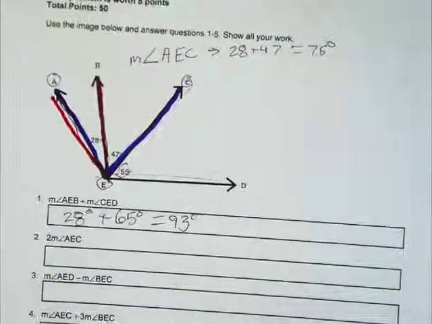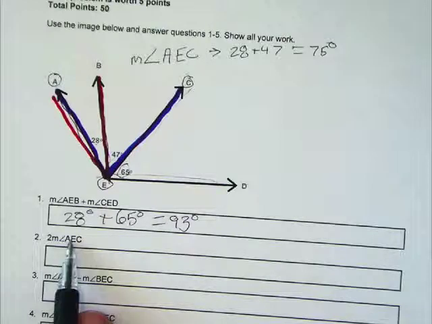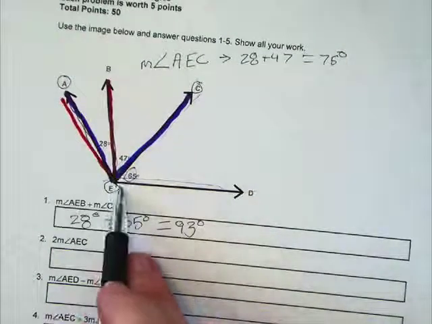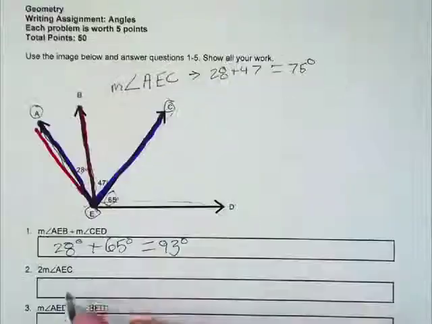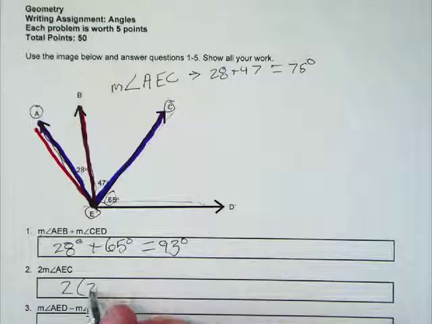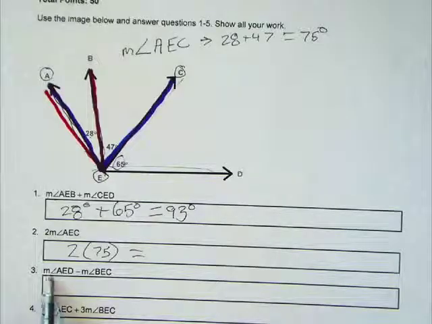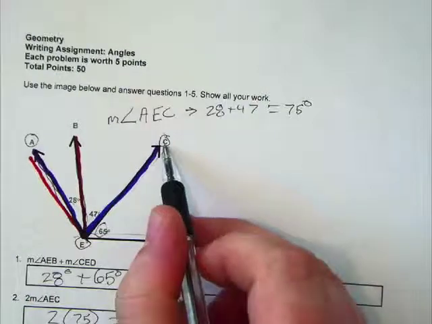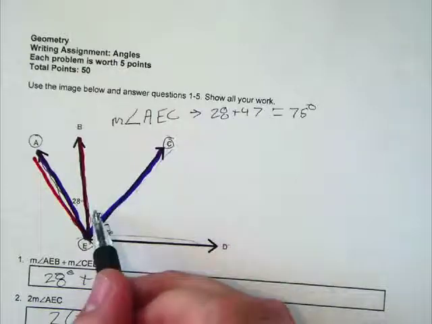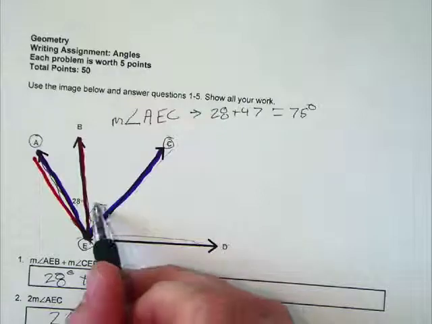If you move on, 2 times the measure of angle AEC. So AEC, well, that's the blue one I just did right up here, right? So 2 times 75, and then whatever that one is. And that's the measure of AED minus the measure of BEC. BEC is 47 degrees. So it's whatever number's right in the middle of both legs there.